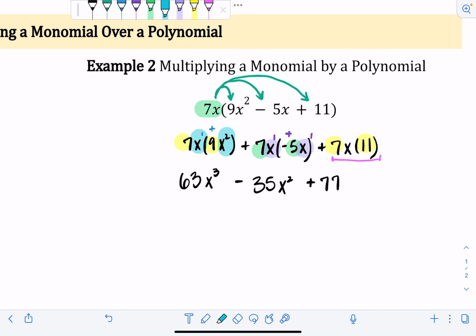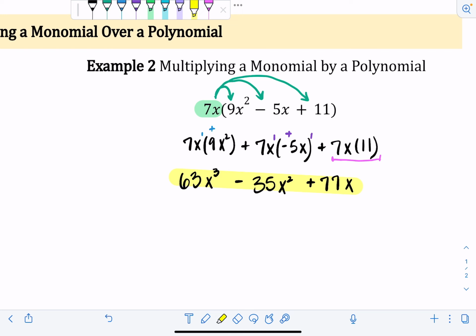And then the x, I don't have anything to multiply it with, so that part stays the same. So it just comes down as x to the first power. Okay, so altogether, 63x to the third power minus 35x squared plus 77x.